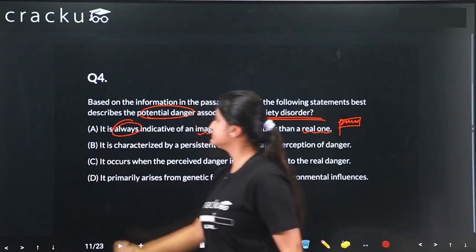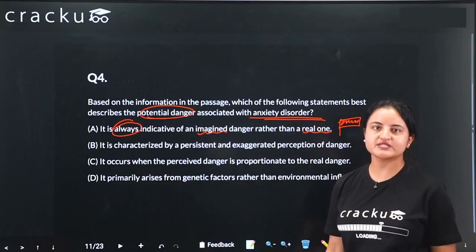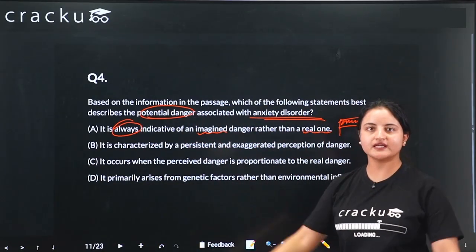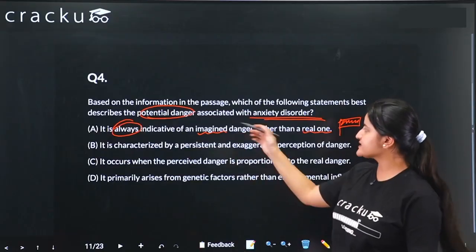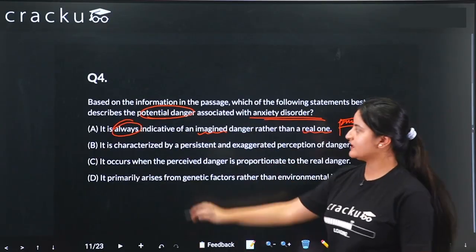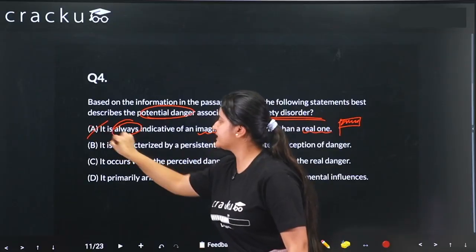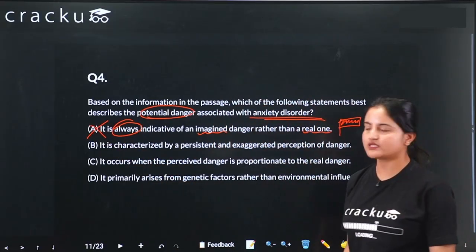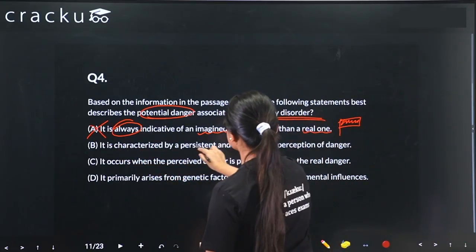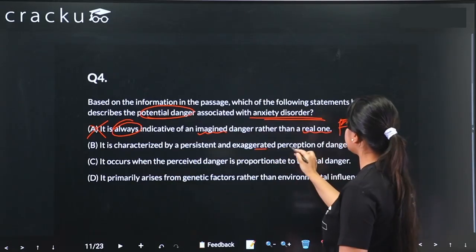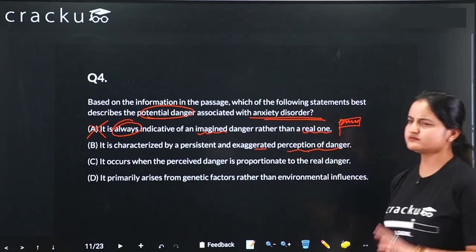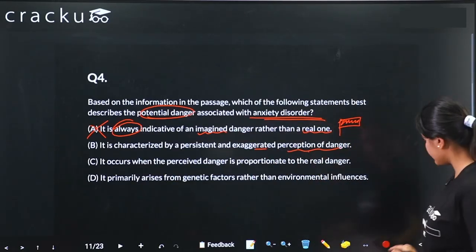Always. You can never make claims like that. That is always indicative? No, it is indicative of imagined danger. Always indicative, extreme. Immediate kill. Don't waste your time overthinking. It is characterized by a persistent and exaggerated perception of danger. Exactly what the passage talked of.